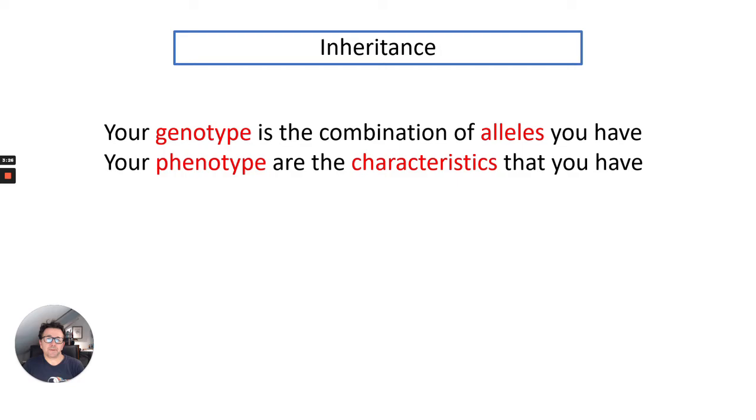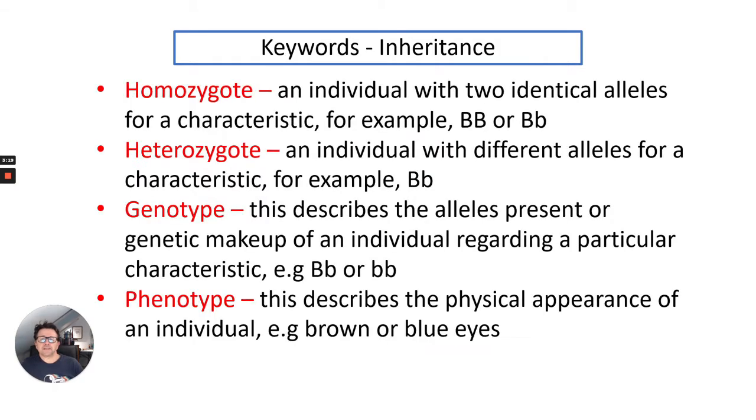Now, your genotype is the combination of alleles you have, and your phenotype is the characteristics that you have. Okay, so just a quick recap of some of those words. Particularly though, a genotype describes the alleles present or the genetic makeup of an individual, and phenotype describes the physical appearance of an individual. So what I'm going to do is show you some examples of what happens when alleles cross with each other and what kind of characteristics you would get.